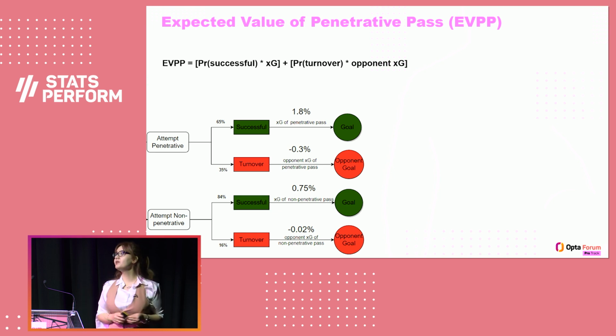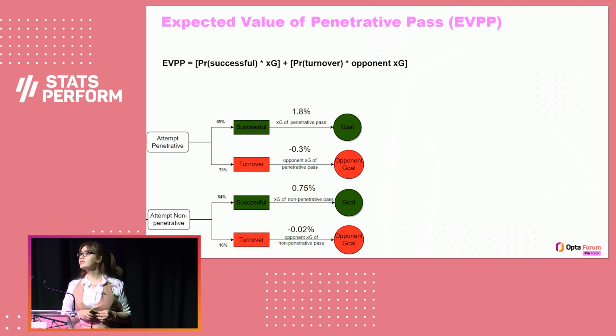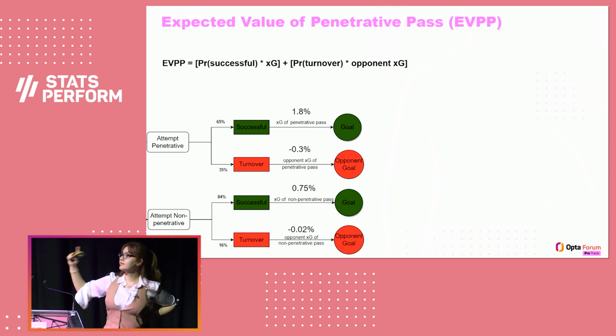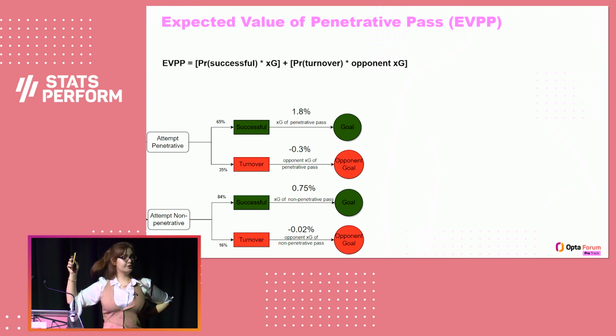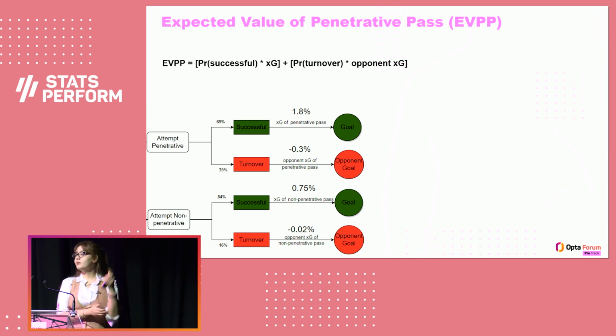and I'm going to show it with EVPP in the rest of the presentation. You can consider it as a variable: the probability of each outcome multiplied by the value of the outcome. Since here we have the successful and turnover outcomes, we are going to multiply the probability of the attempt being successful by the xG, the expected goal, of that attempt, plus the probability of the attempt being a turnover multiplied by the expected goal of the opponents within the next 20 actions.